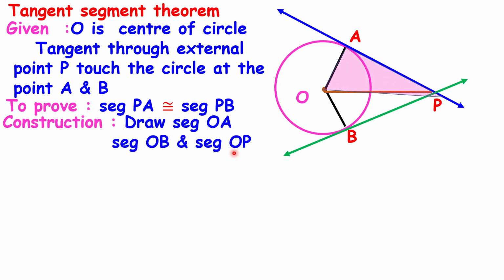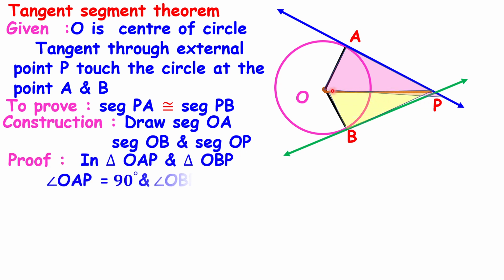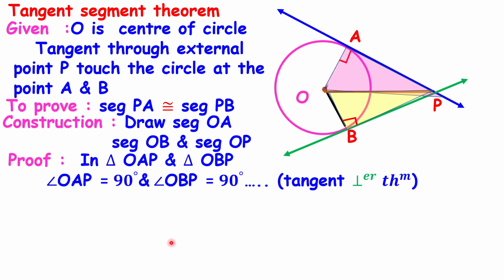And second triangle कोणता आहे? OBP. In this triangle, measure of angle OAP is equal to 90 degrees. Also, measure of angle OBP is equal to 90 degrees. Why these two angles are 90? Because A is the point of contact, and through the point of contact we draw a radius OA. Therefore OA is perpendicular to the tangent. Therefore angle A is equal to 90 degrees. Similarly, angle B is 90 degrees because of tangent perpendicular theorem. Now these are the two right angle triangles.